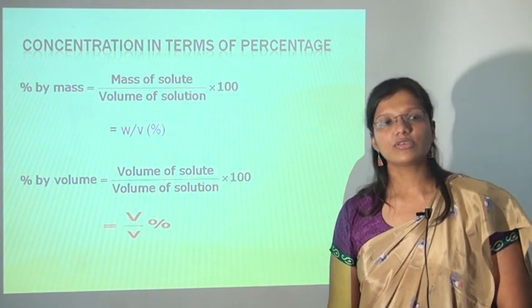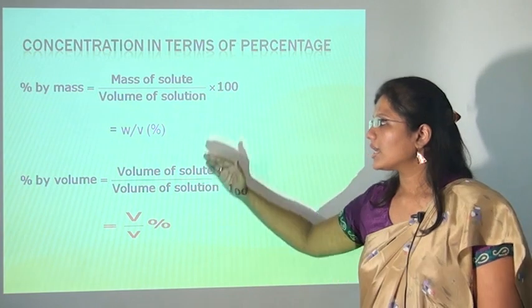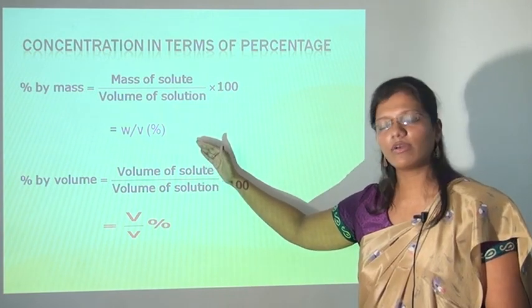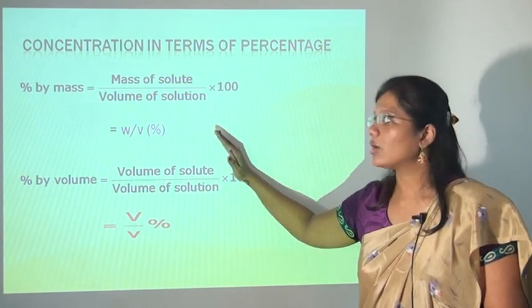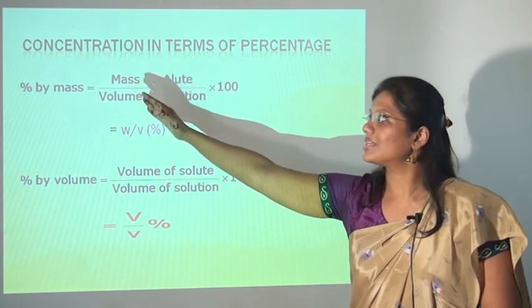Now, various concentrations in terms of percentage can be represented in three ways: percentage weight by volume, percentage volume by volume, and third is percentage weight by weight. Here, the first term is percentage weight by volume, that is percentage by mass.